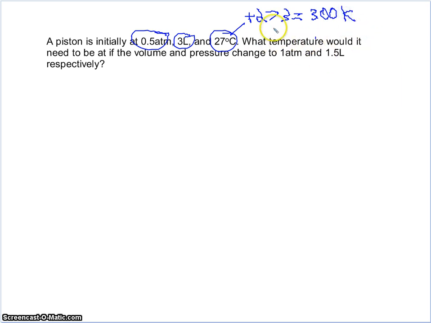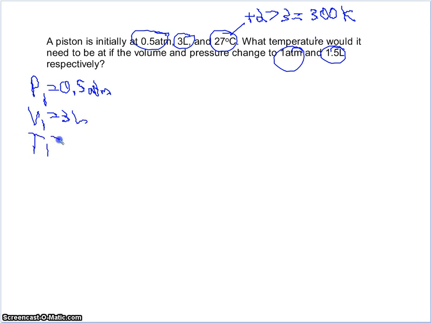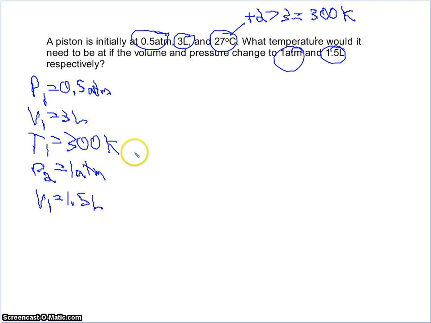What temperature would it need to be if the volume and pressure change to 1 atm and 1.5 liters respectively? Okay, so P1 is 0.5 atm. V1 is 3 liters. T1, I already converted it, is 300 Kelvin. And then P2, it said it changes to 1 atm, so it doubles. And then V1 gets cut in half. So it looks like we're going to have to use the combined gas law because we're looking for T2.